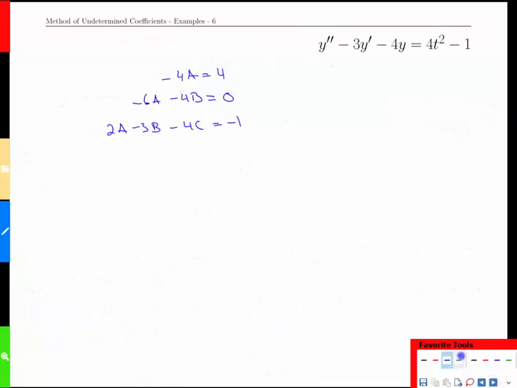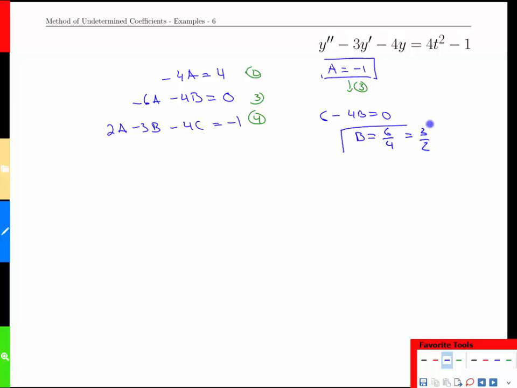With this set of equations, let's call them 2, 3, and 4. We can fairly quickly narrow in on our values, especially because number 2 is so simple. A is going to equal -1. And then what we can do is put that into 3. That's going to give us positive 6 minus 4b equals 0. And so b is going to equal 6 over 4, or 3/2.